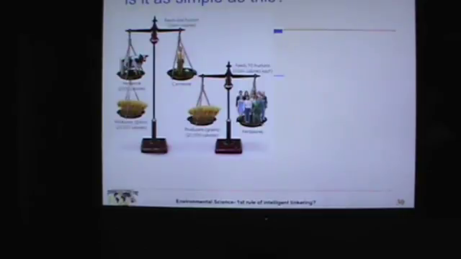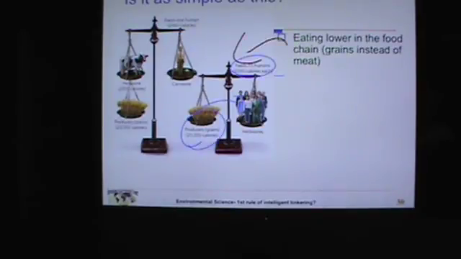So, is it as simple as this? Let's see. We have this balance where human beings are on one side of the equation and what we eat is on the other side. So, eating lower on the food chain, eating grains instead of meat, can support a lot more people. And there are certain parts of the world where the idea of eating meat is simply anathema. Many of the residents of India do not eat meat. Partially it's religious. Partially it's that they couldn't support themselves. They wouldn't be able to feed themselves if they ate meat.